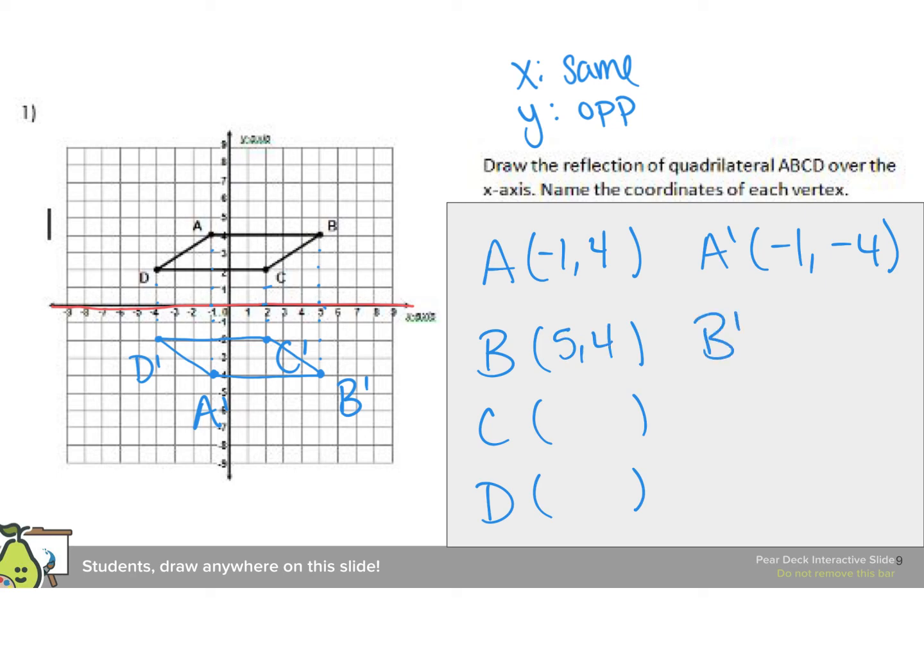That was B, not B prime. I'm not sure if I said that wrong. B prime, x is going to stay the same. Y is going to become its opposite.